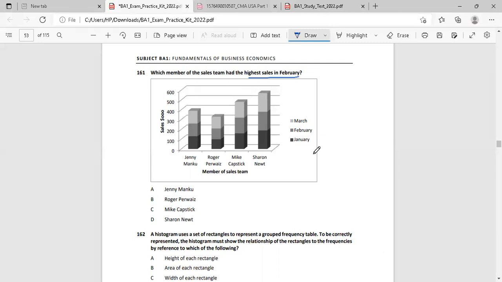So February, how do we know? The gray portion, that is the mid one. Gray portion here, but that looks similar to my capstick also. My capstick has made between 250 to, and this comes to 100. So anything between 100 and 150. And here it would be somewhere around this. This line goes to. Okay, so we can go with the last one, Sharon Newt.